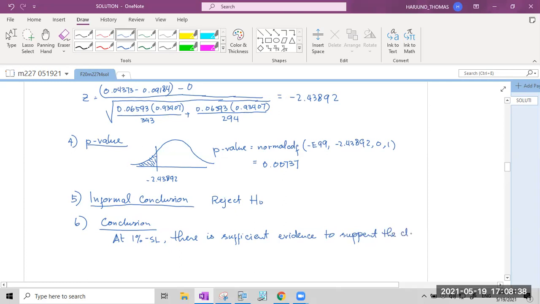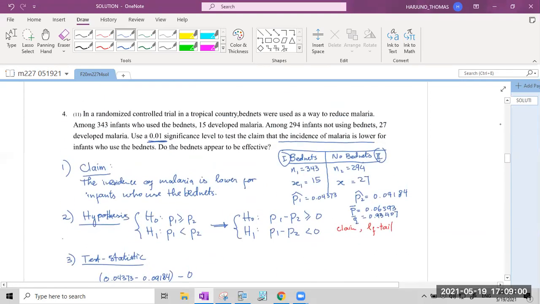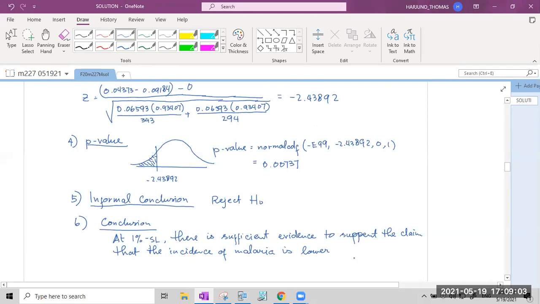The claim that the incidence of malaria is lower for infants who use bed nets.